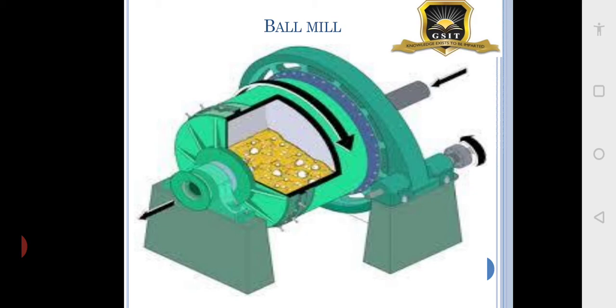And this barrel is rotated. You can see that black arrow, it is rotated. And in the barrel we are putting the coal, lumps of coal, as well as the balls. When it is rotated, the steel balls will hit the coal and convert it into powder. This is a process known as pulverizing. Very simple process it is. This is known as a ball mill.